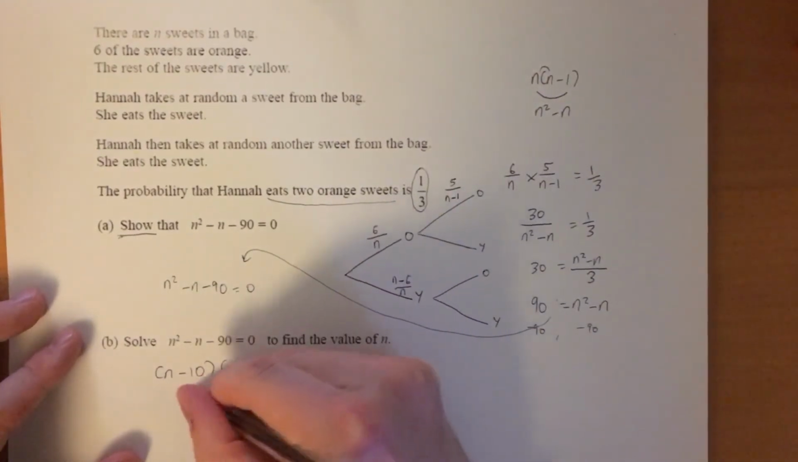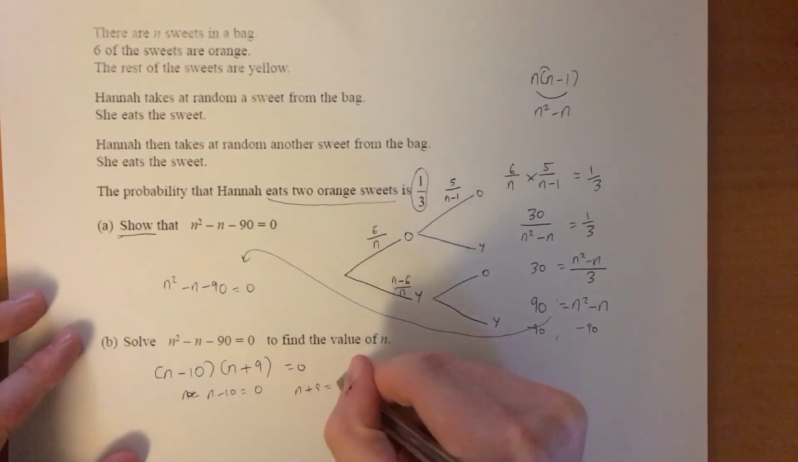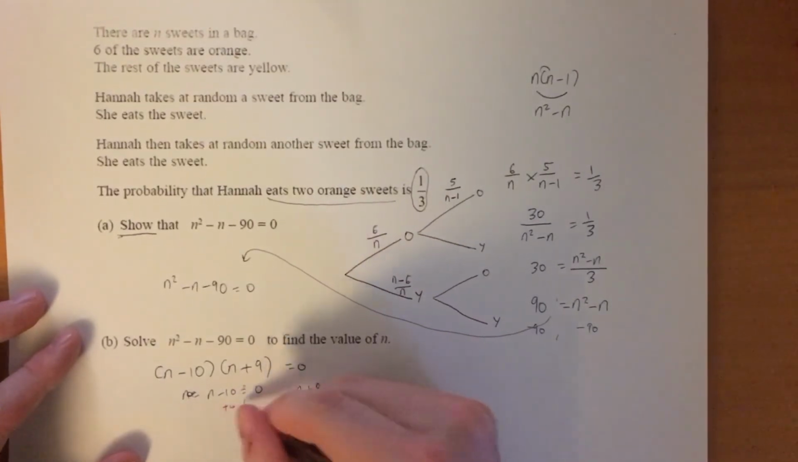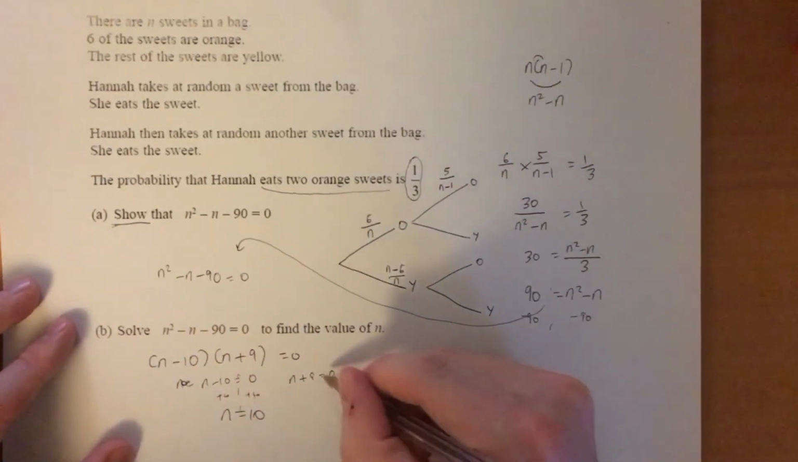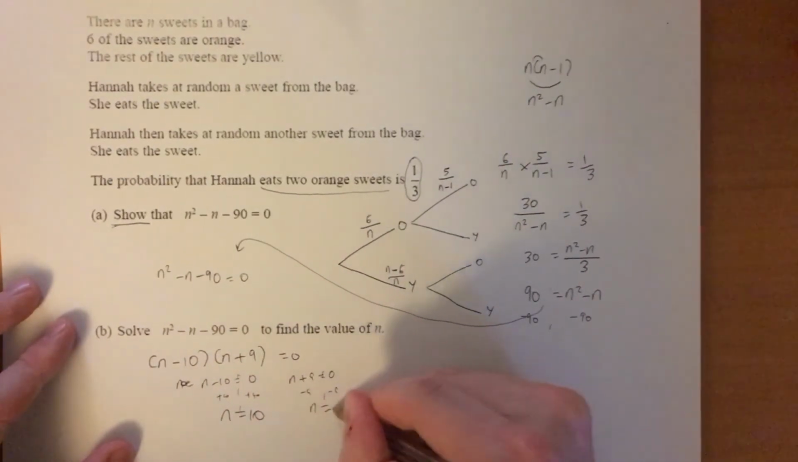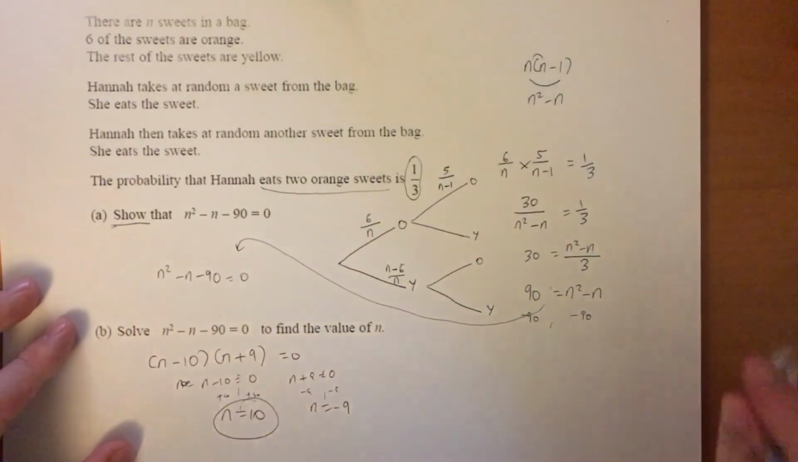N minus 10 equals 0. N plus 9 equals 0. So add 10, n equals 10. And then minus 9, n equals negative 9. You obviously can't have negative 9 sweets, so the answer must be n equals 10, final answer.